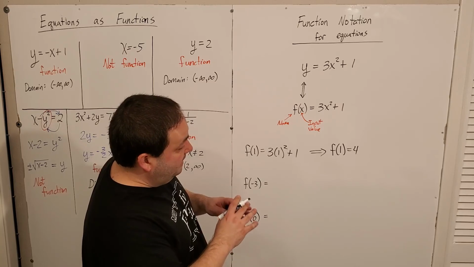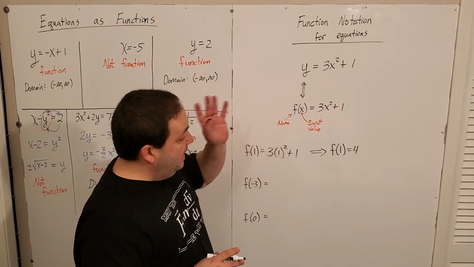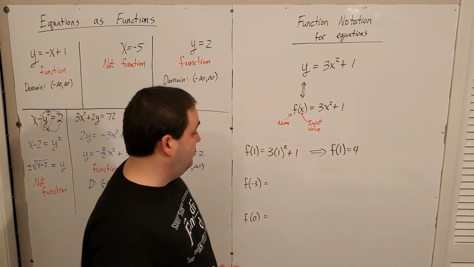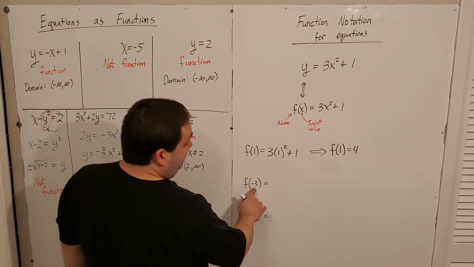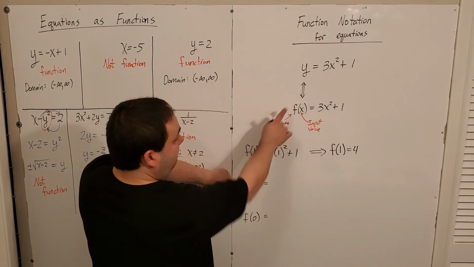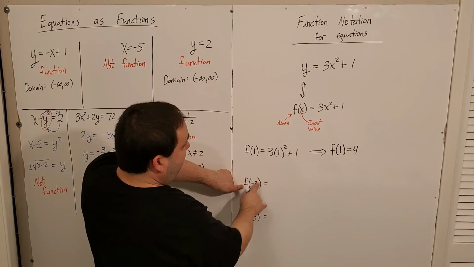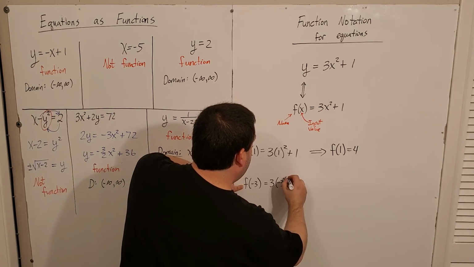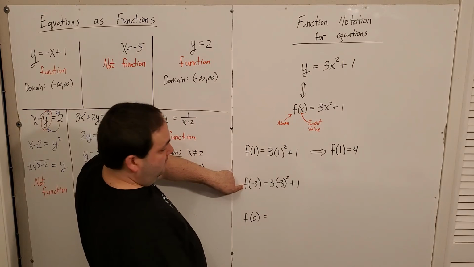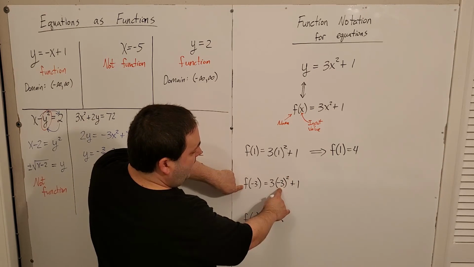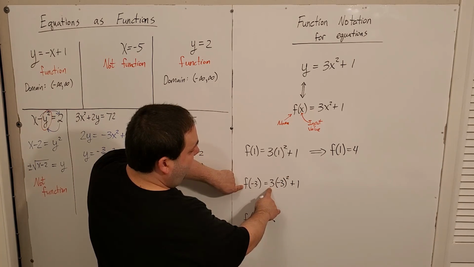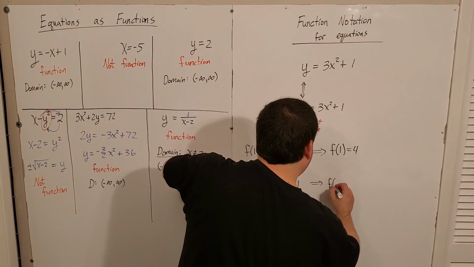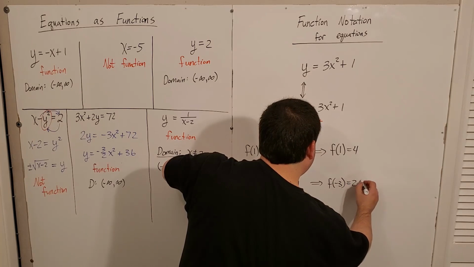Okay, notice I did not multiply or divide by the 1. It is information. It's not an actual calculation. That's just information. f of negative 3. Find f. There he is. Put negative 3 in for x. Okay. 3 times negative 3 squared plus 1. Negative 3 squared is 9. Times 3 is 27. Plus 1 is 28. Therefore, f of negative 3 is 28.